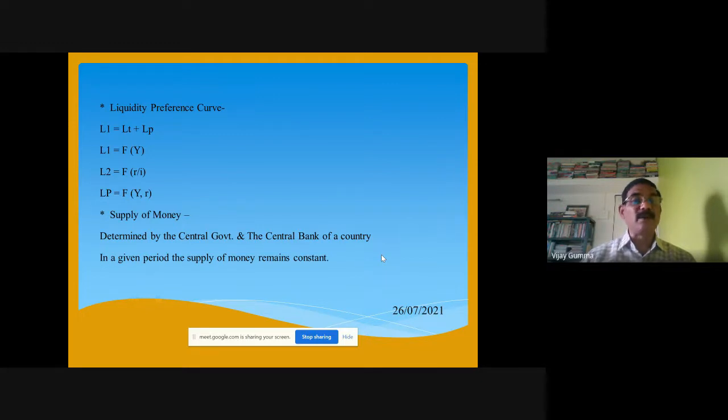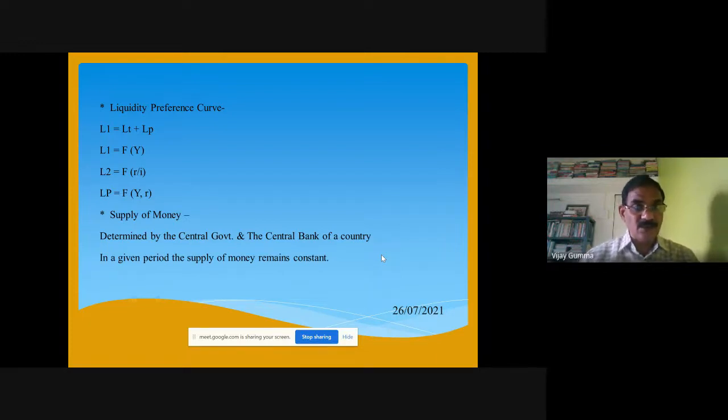The demand for money for transaction and precautionary motive is symbolically expressed as L1. L1 stands for demand for money for transaction motive and precautionary motive. It is symbolically expressed as L1 is equal to LT plus LP. LT stands for liquidity preference for transaction motive and LP stands for liquidity preference for precautionary motive.